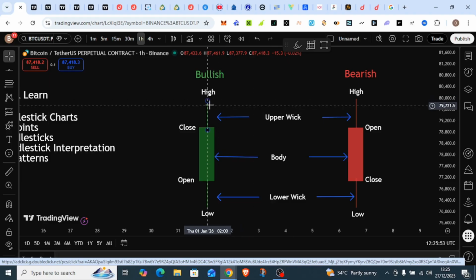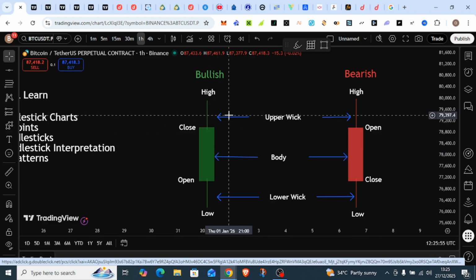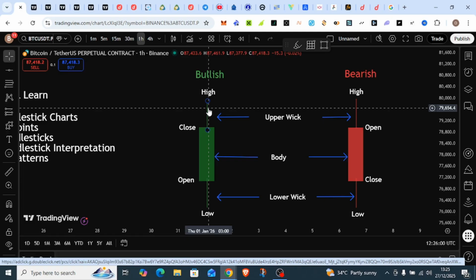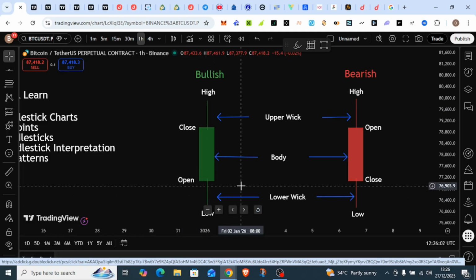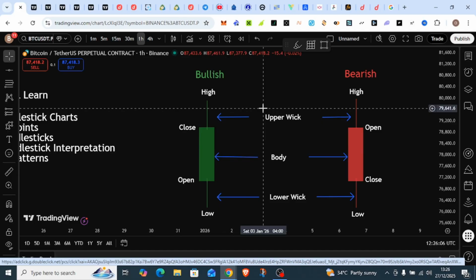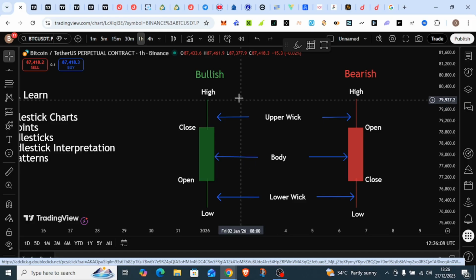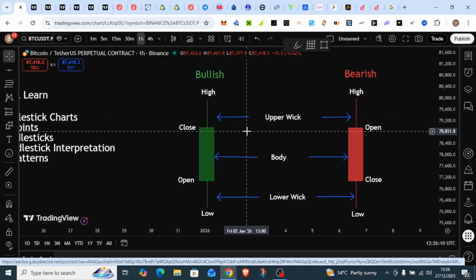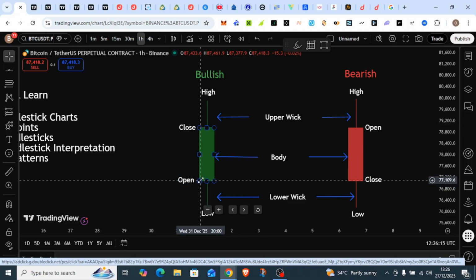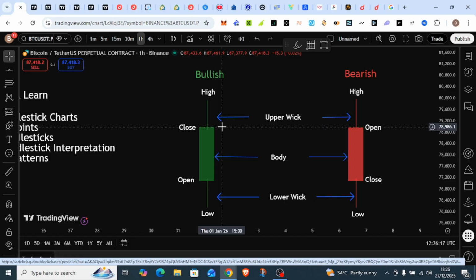So this one is thinner, then the body is thicker. So you have the thin line both above and below the body. That's the wick of the candle. So in bullish candle, you have your open here. The candle opens here and closes here.